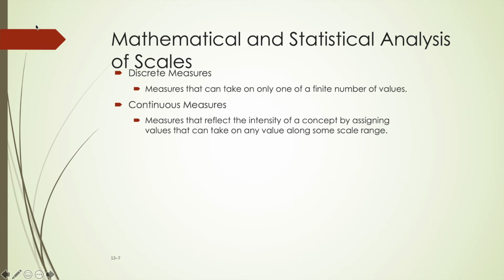Discrete measures. These are measures that can take on only one of a finite number of values. And when you are looking at tests that ask you yes or no, agree, disagree, neutral, these are discrete measures. Continuous measures, measures that reflect the intensity of a concept. And here you see a scale range. Rensis Likert came up with what's called the Likert scale, and you've seen them and have probably filled them out time and time again. And this is an example of a continuous measure.